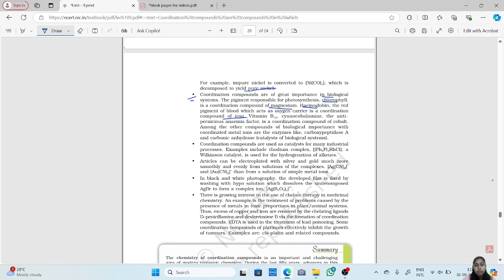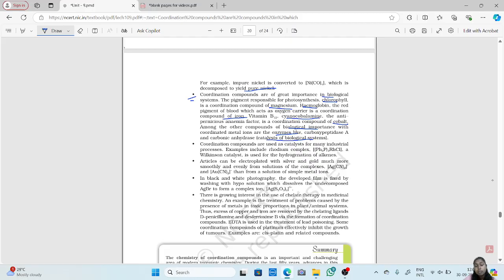Again, vitamin B12 is cyanocobalamin, the anti-pernicious anemia factor. It is a coordination compound of cobalt. So there are various coordination compounds in our body as well as in living organisms. Among the other compounds of biological importance, coordinated metal ions are present in enzymes like carboxypeptidase A and carbonic anhydrase, catalysts of biological systems. These are enzymes, and again, these are coordination compounds.